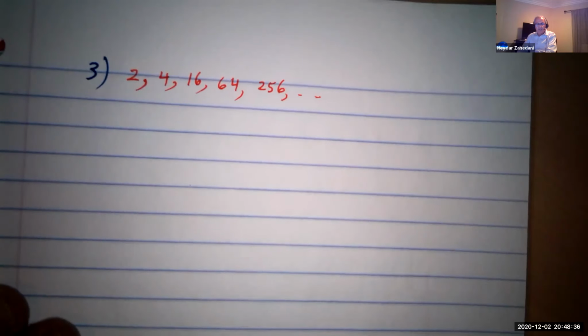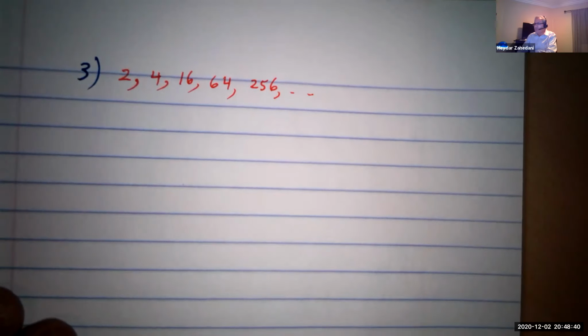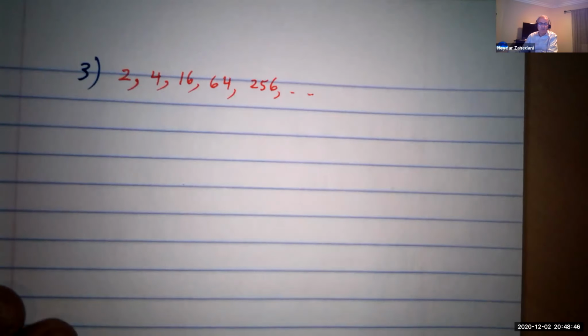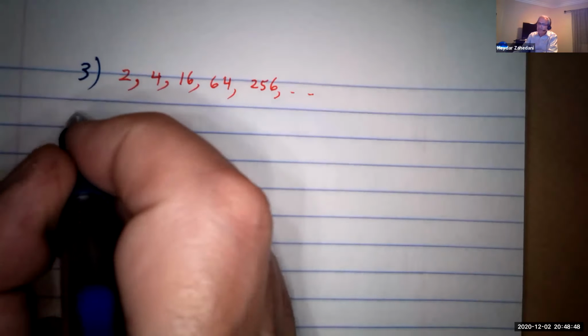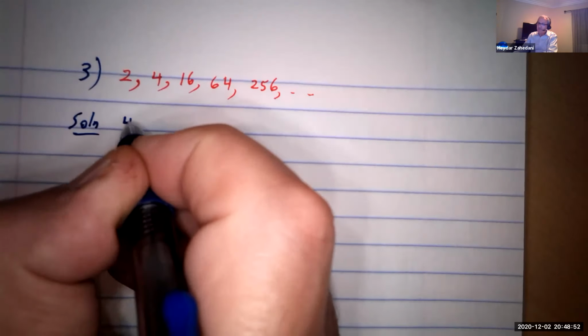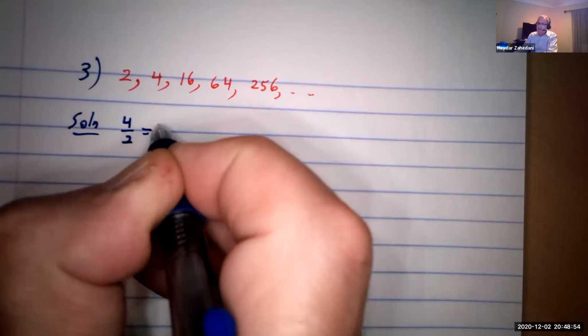Okay, 256. So just quickly check. You divide these two together to find what is going to be the common ratio. So the solution is, you divide the 4 by 2, so the common ratio must be 2.